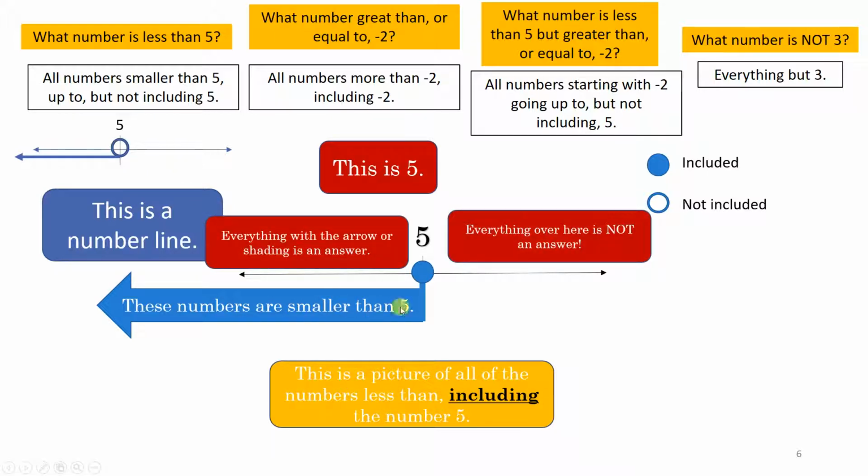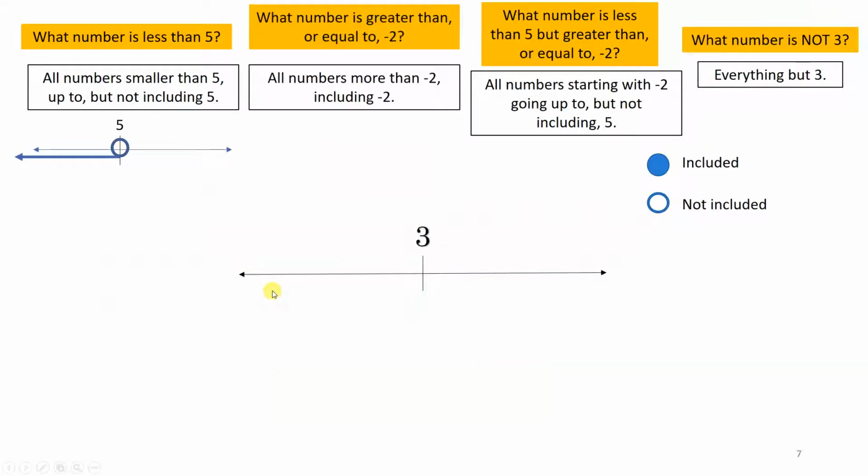When we're talking about a graph, wherever our line is, or wherever it's shaded, that's where all of our answers are. And where it's not shaded, or where our line is not, there are no answers there. There are no numbers to the right of 5 that are less than 5, so there's nothing shaded over here. But everything to the left of 5 on a number line is smaller, right? So what do you think the x not equal to 3 is going to look like?